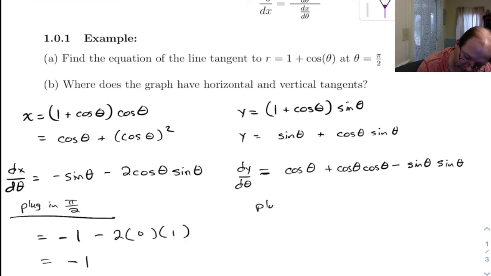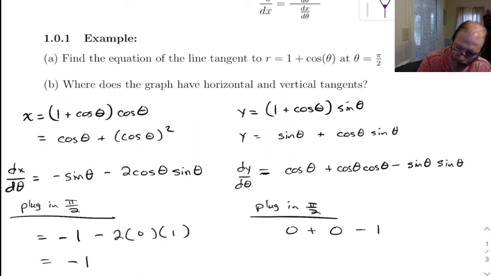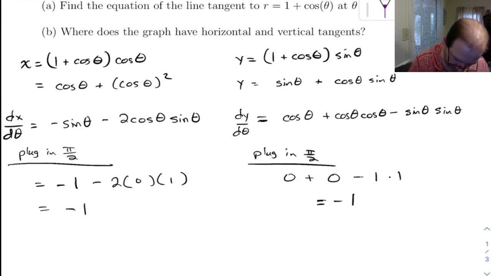And when I do the same thing over here, plug in pi over 2, cosine of pi over 2 is 0. Cosine of pi over 2 is still 0. And sine of pi over 2 is 1. So I get negative 1. So this is fortunate because it's easy.